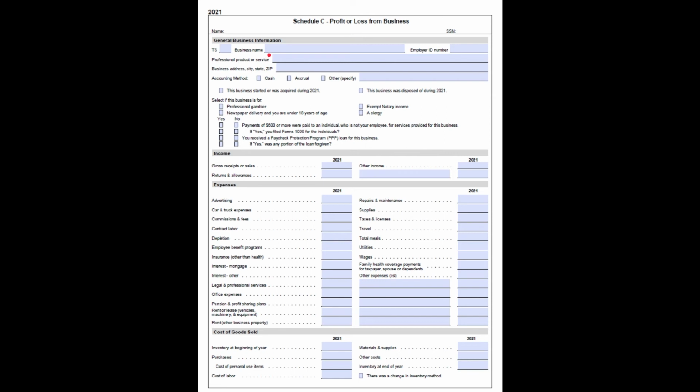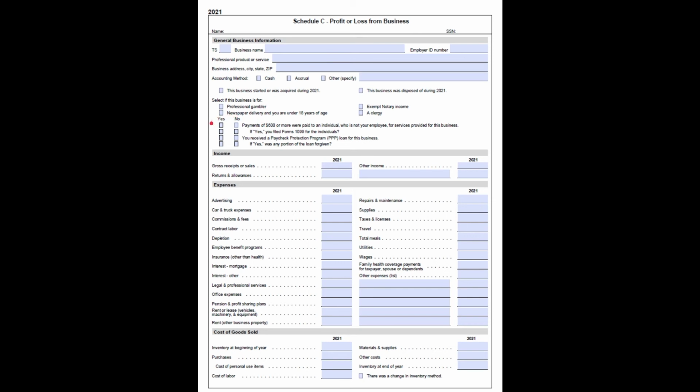If you're operating under your personal name and you do not have an actual business name, you don't need to put anything here. Next, you're going to put in your professional product or service. This is just what type of business you are engaging in, and the business address, if there is one, separate from your primary residence. The accounting method, you're going to choose between cash and accrual. Usually it's going to be cash. And then we have some questions for you after that, which are pretty straightforward. Just make sure you read through those and check any boxes that apply to you.